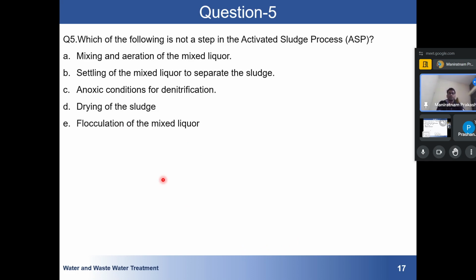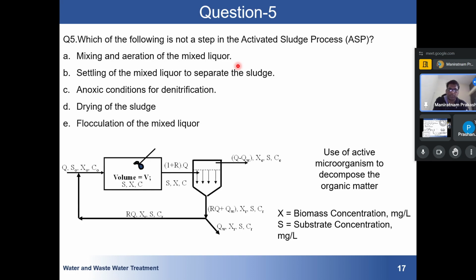Coming to the fifth question: which of the following is not a step in the activated sludge process, ASP? There are 4 options. Before answering this question, you should first know the activated sludge process. This has been discussed in detail in your lectures, but this is also what I learned when I was doing this course during my MTech. I have shared that image. So this is a plan of the activated sludge process.